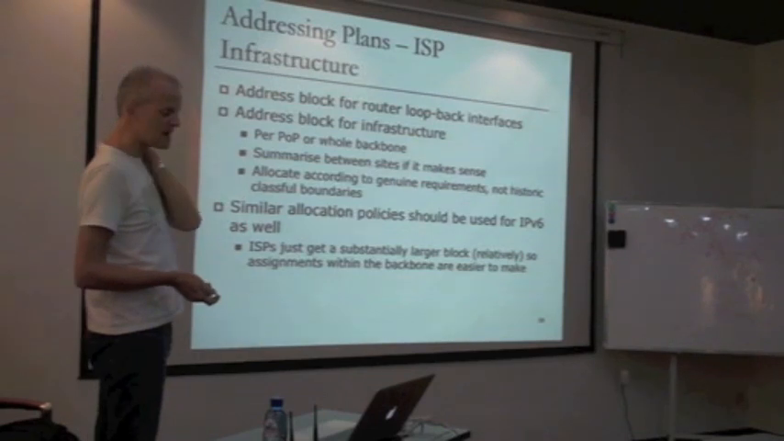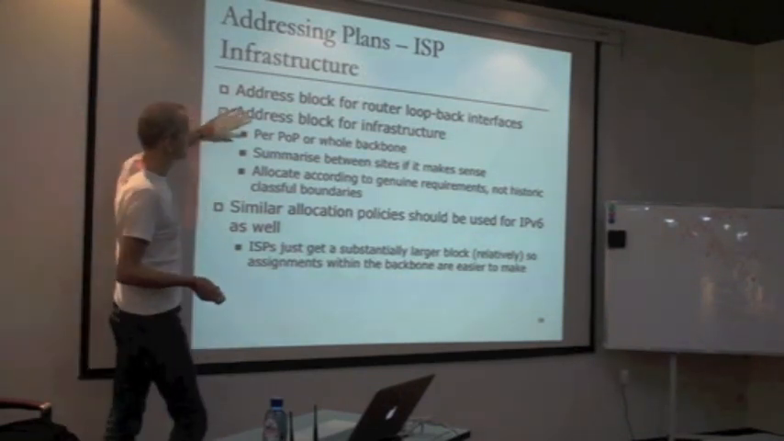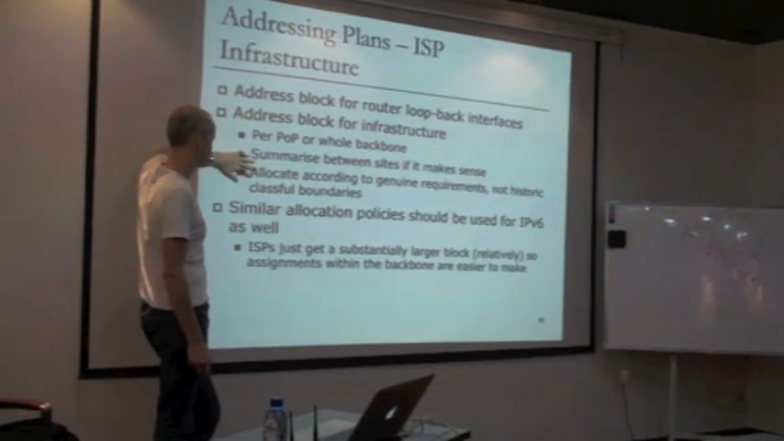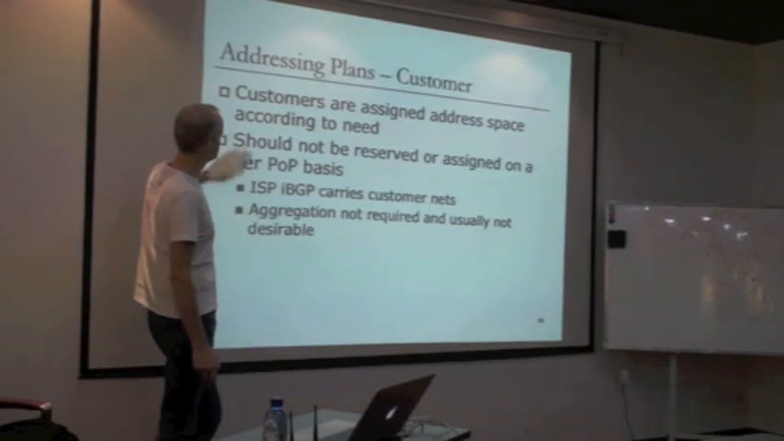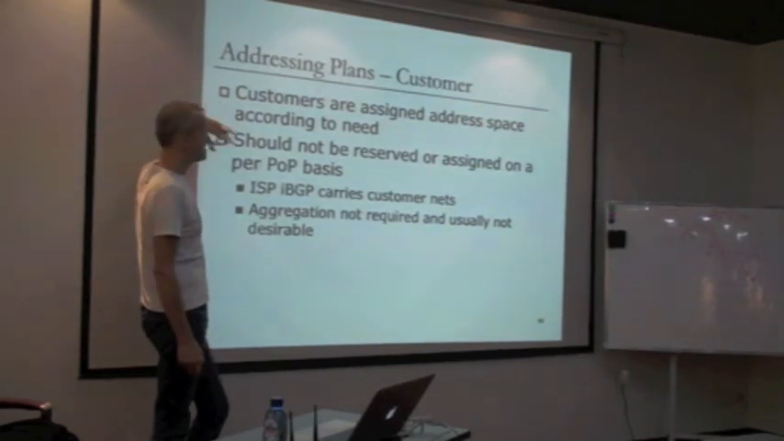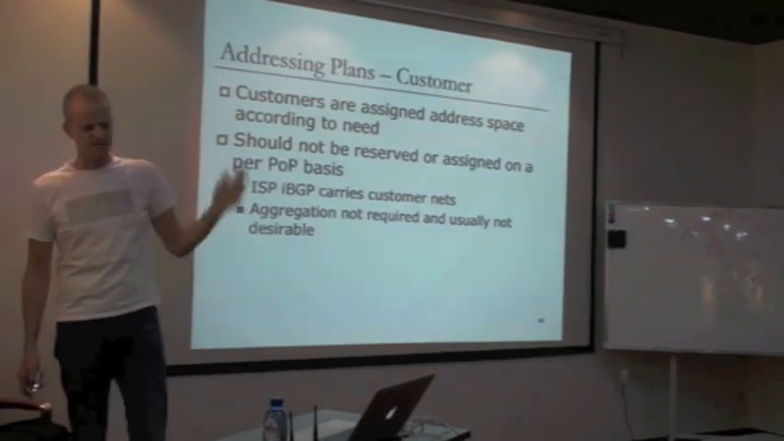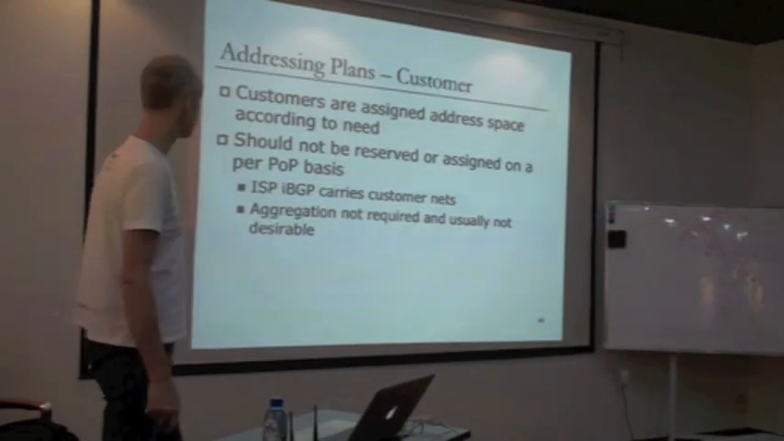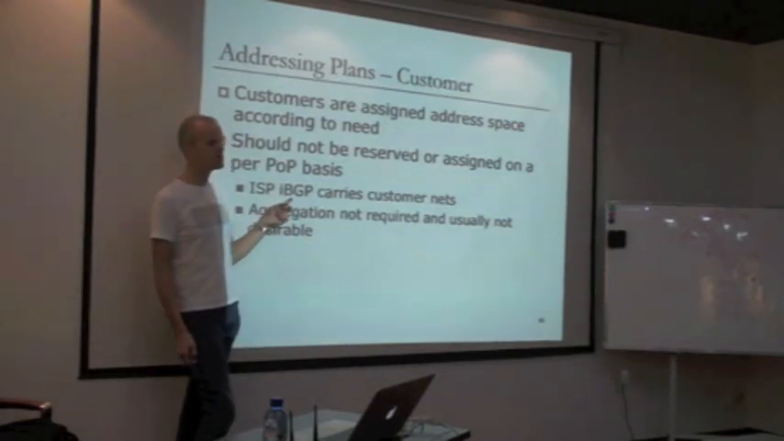So do the address planning. I mentioned this already. Address block for the router loopbacks, address block for the infrastructure point-to-point links. Similar policies for V6, we've covered all these already. Customer assigned address space according to needs for V4. V6, they get a /48 or a /56 or a /60 or a /64 or whatever. Put the customers into IBGP, not OSPF.